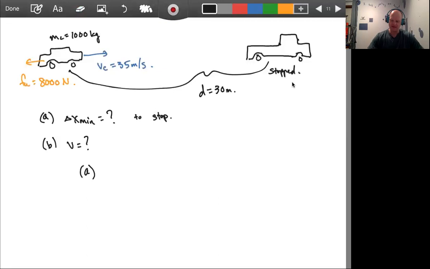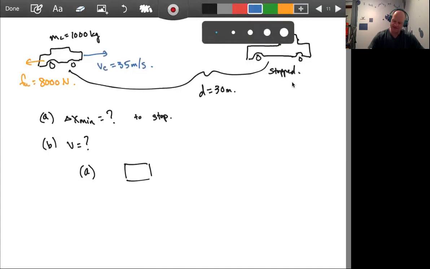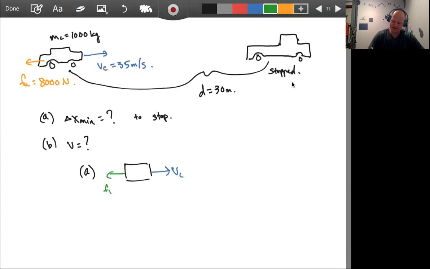So again, step number 1, we're going to draw. I'm just going to draw a box. There's my car, moving again to the right with initial velocity of the car. And it has the friction force, my F sub k. So this is my initial picture. My final picture is this guy, now stationary, so the final velocity is equal to 0. This entire time he had the friction force acting on him, and he has gone a distance of delta x minimum. So this is my initial picture and my final picture.